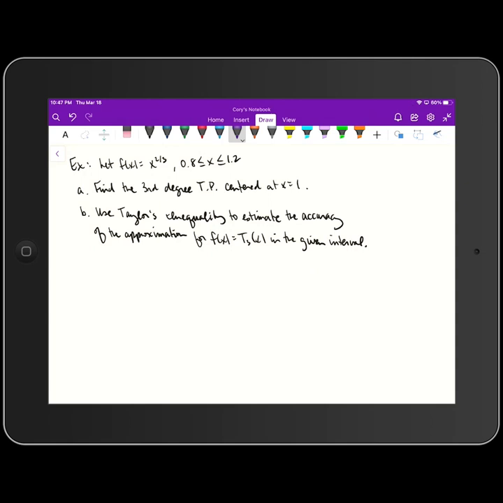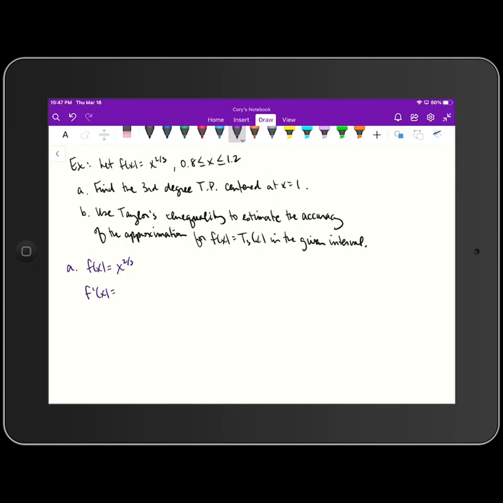Okay, so let's go ahead and do part A here. Part A asks us to find the third degree Taylor polynomial centered at a is equal to 1. So we're going to take the function value, f of x, which is x to the 2/3 power, and then we're going to take out to the third derivative. Now, I'm going to go out to the fourth derivative because we're going to need the fourth derivative for part B in this problem.